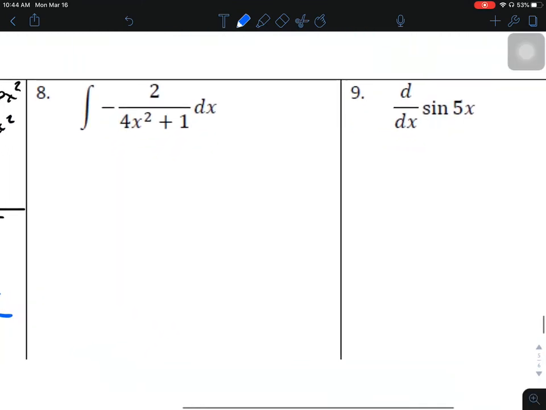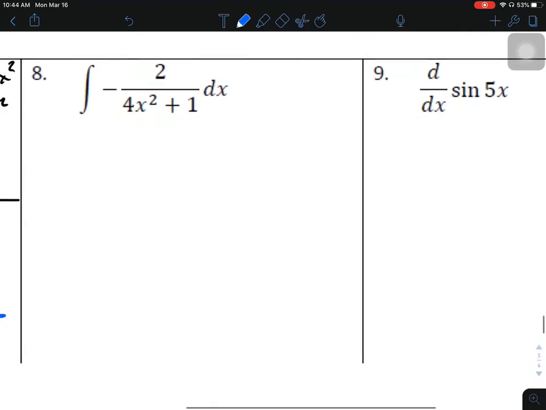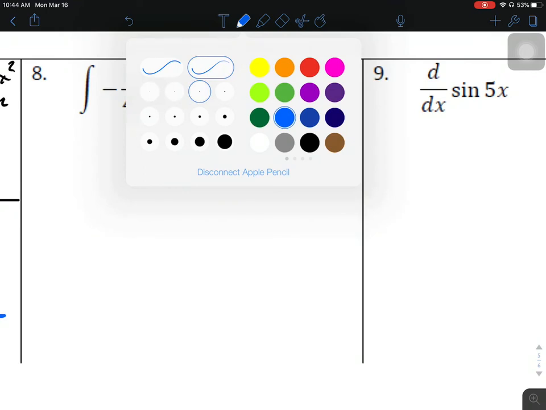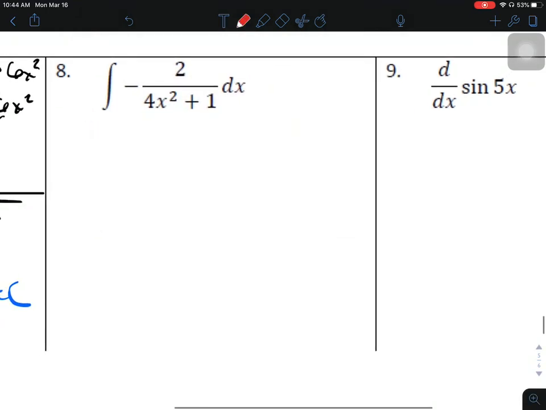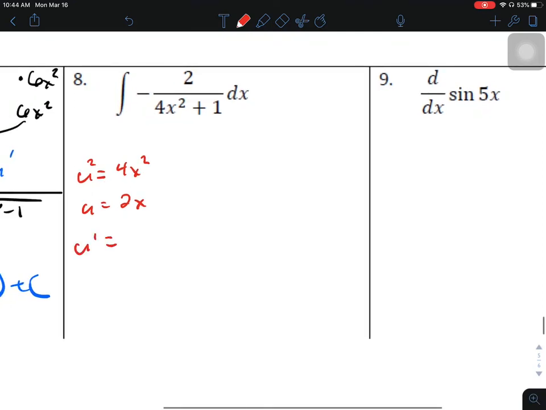Number 8. This is a negative, so it's going to be one of the cos. I think this is going to be cotangent. Let's see. If we set u squared equal to 4x squared, that would make u 2x. That would make u prime 2. That matches up. This is u squared, and this is u prime. So this is cotangent inverse, and our u is 2x plus the arbitrary constant.